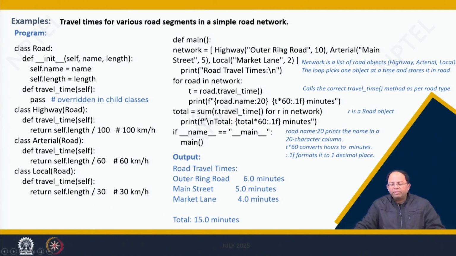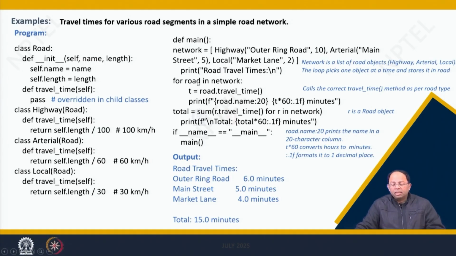We now have data on highways, arterials and locals, and now we can loop over the roads in the network. So we are starting a loop, and for every road in this particular list, we will store the travel time, road.travel_time. After I run this, road is basically an object. As I told you, road objects are first class, so they can be treated as a data structure, and that's why I can run a loop with them as well.